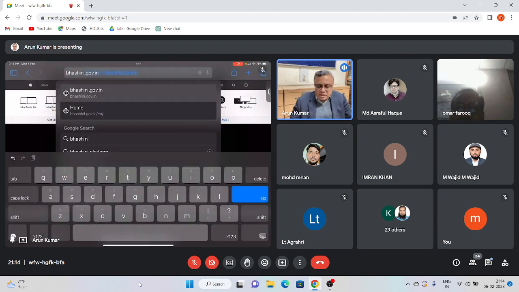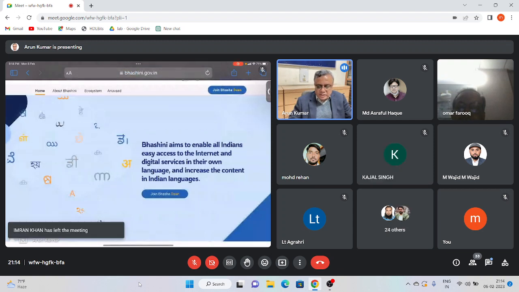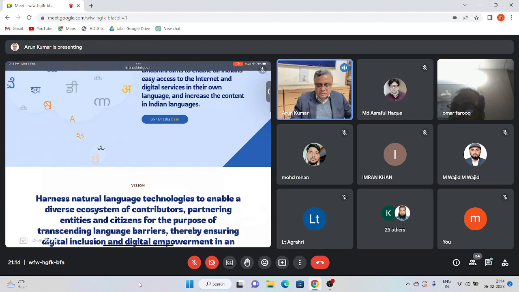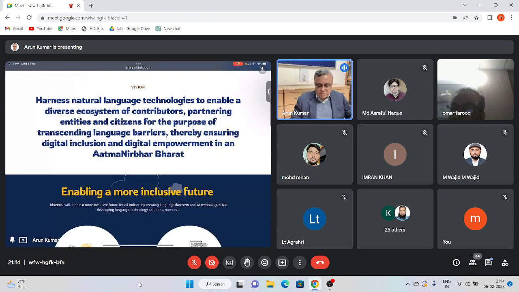So if you go to the portal bhashini.gov.in, then you can read about it. It says Bhashini aims to enable all Indians easy access to the internet and digital services in their own language and increase the content in Indian languages. You can also contribute to Bhashini in terms of giving some voice in your own voice, and that becomes part of a database which is then used to develop products. So you can read about it.